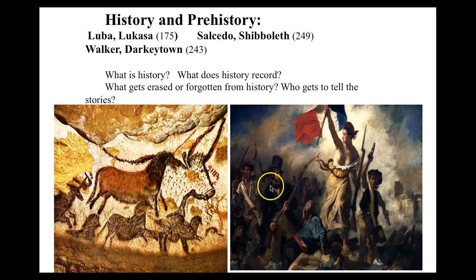We also have this woman here, and this is Liberty Leading the People. She is leading all of these men, which is a huge thing. We also see that she is in hieratic scale, where she's bigger than everybody else, so she's the most important. She's also carrying the flag, so we get to see what the artist is trying to tell us.